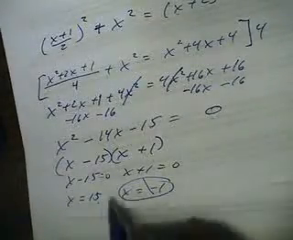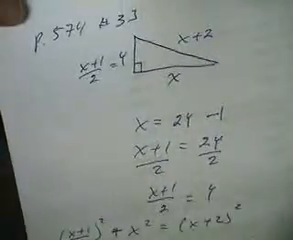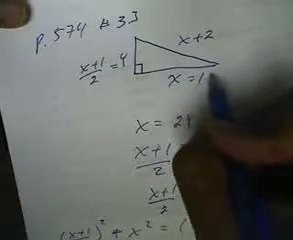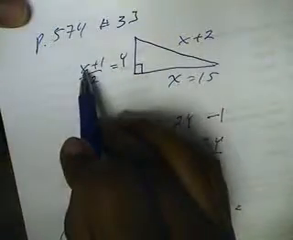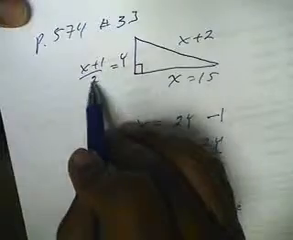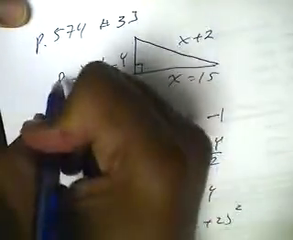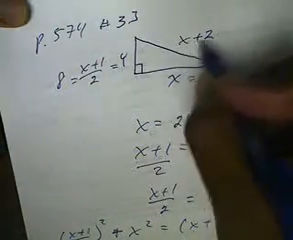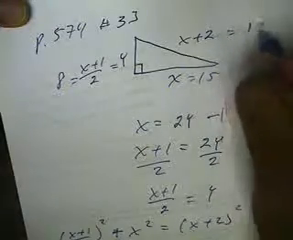So let's go back. Now we know that x is 15. That makes this side right here 15. This side is 15 plus 1, which is 16, divided by 2, which is 8. So this side is 8. And this side will be 15 plus 2, which is 17.